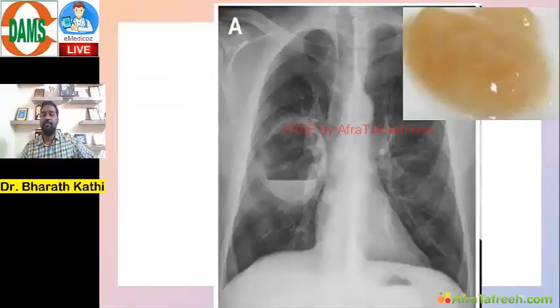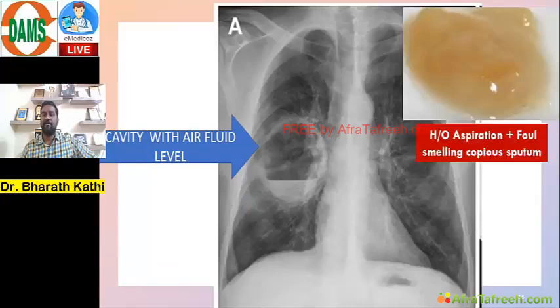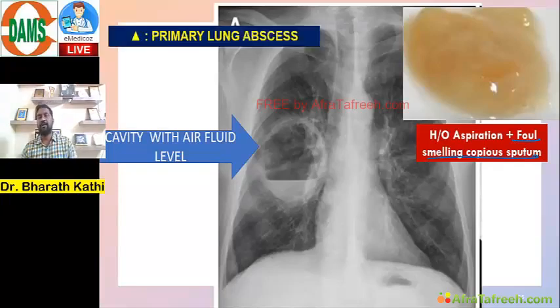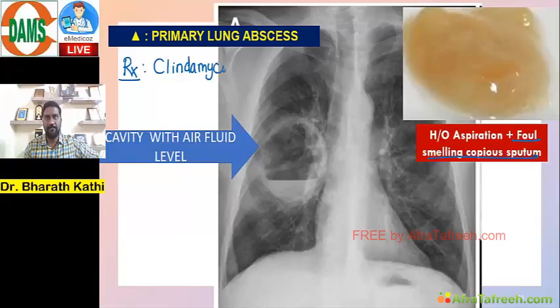Another patient, chest X-ray showing cavity with air fluid level, and the patient is a known alcoholic. So frequent history of aspiration, and he is having foul smelling sputum. Now what might be this entity we are discussing? It can be a primary lung abscess. Why is it a primary lung abscess? Because it is due to aspiration. So what will be the next step in management of a primary lung abscess? We have to administer clindamycin to this patient. So this is a primary lung abscess.